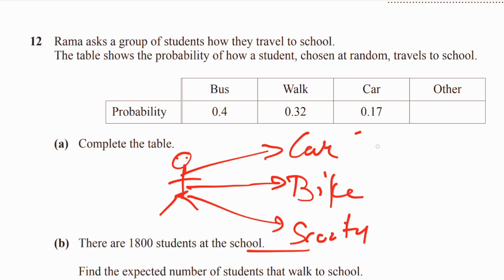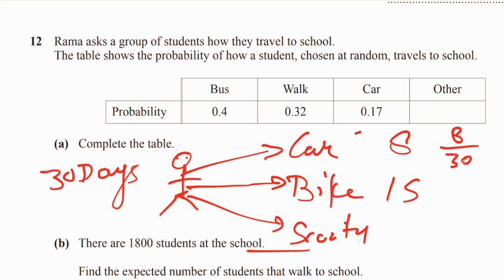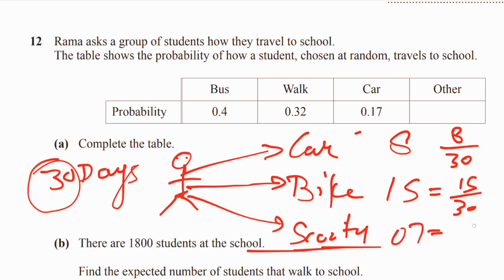So suppose if you go by the car and in a month you use the car 8 days, and the month has 30 days, suppose. Okay, and the bike you use 15 days. It means what? The probability to go with the car is what? 8 over 30. By bike is what? 15 over 30. So for scooty, what we do is just add these two numbers, which is equal to 23, and subtract from the total. So this is what? 7. It means when you go by scooty to school, you have probability of 7 over 30.